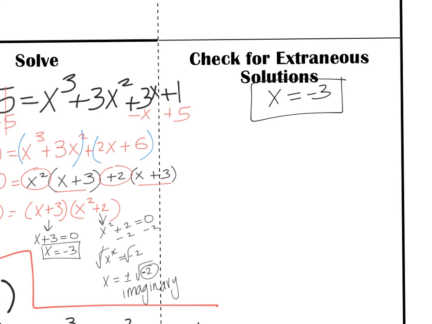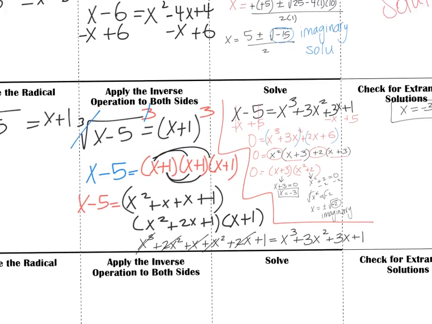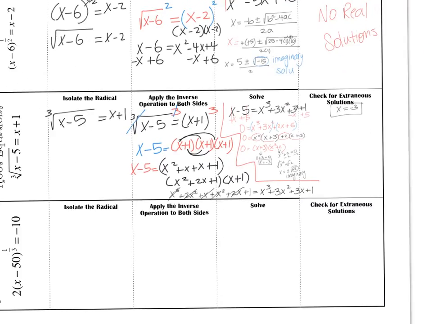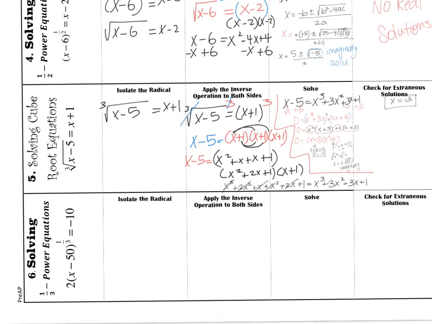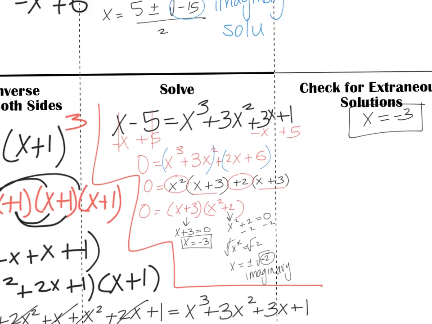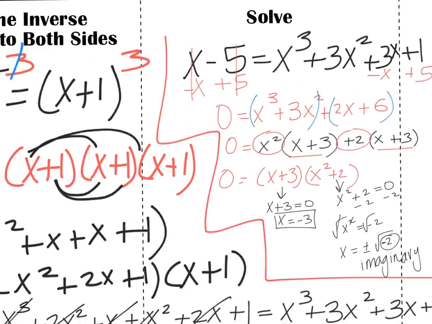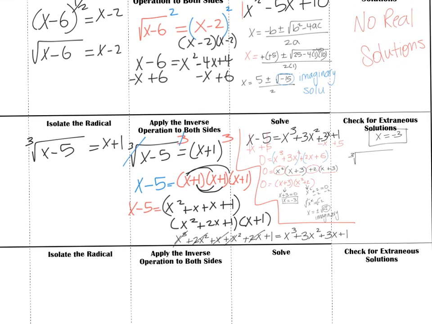Because I only need real solutions, okay? Which is basically the intersection between this graph and this graph, okay? Now to check, which is basically a real solution, not the imaginary one, I'm going to copy this down into the last column, and I will plug in -3. I should end up having the same value on the left and the right side. So let me copy that.